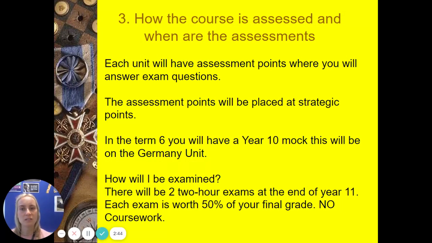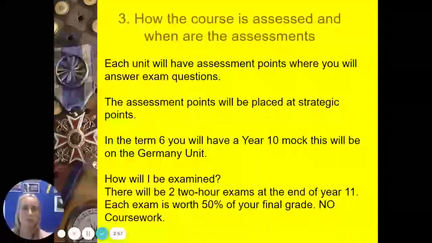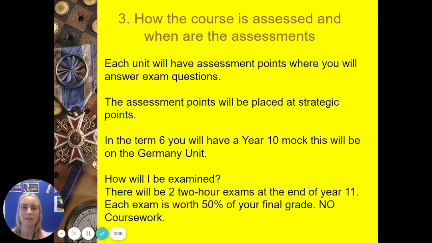So each unit will have assessment points where students will answer exam questions. The assessment points are placed at strategic points throughout the time that the course is being taught. So approximately every 6 lessons, there will be an assessment point, and each of these assessment points will be a different exam question. There will be 3 assessment points for Germany and 3 assessment points for Restoration England. So by the time students have completed their study of Germany and their study of Restoration England, they will have answered every question in an exam paper for those 2 particular units.